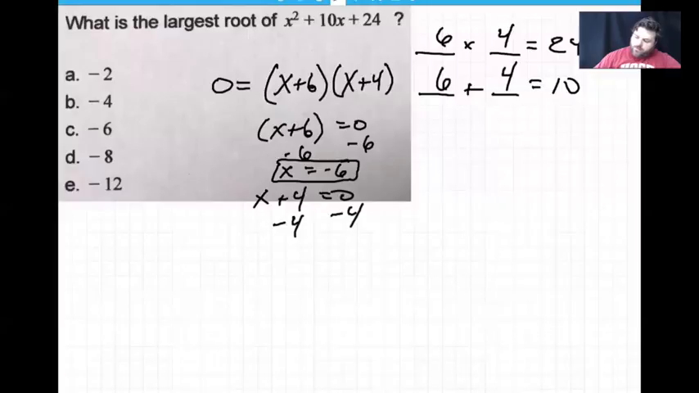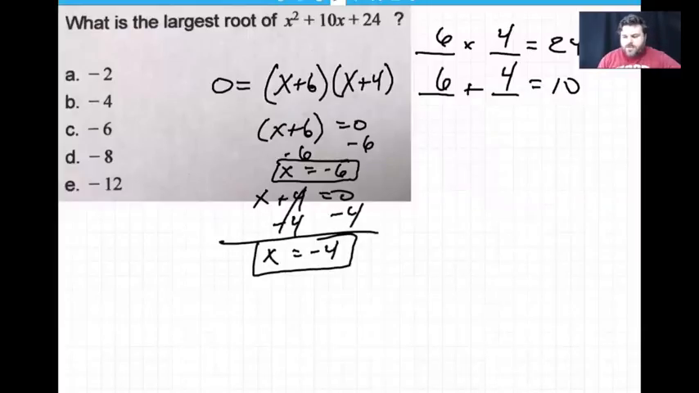I take away 4 from both sides. I get x equals -4. So these are my two roots, -4 and -6. The question asks, what is the largest root?